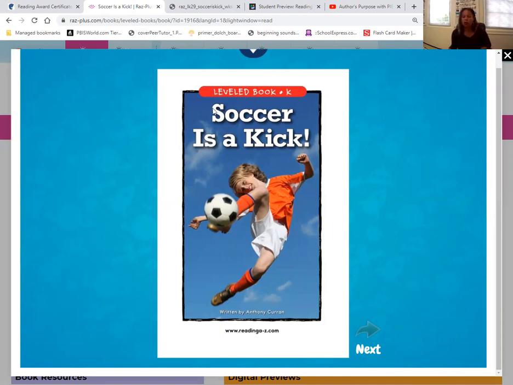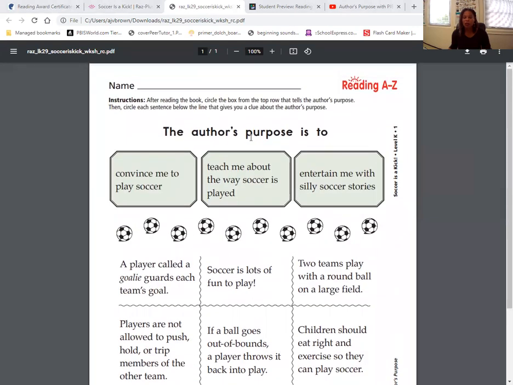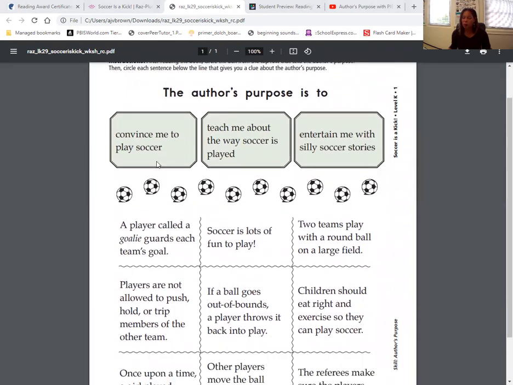Once you finish reading, there is a practice activity that I want you to try. So here's a practice activity. There are three options that you have to choose. What is the author's purpose? Make sure you can see it. Do you think the author's purpose is to convince me to play soccer? Was that the purpose of writing this text? Was the author's purpose to teach me about the way soccer is played? Or to entertain me with silly soccer stories?